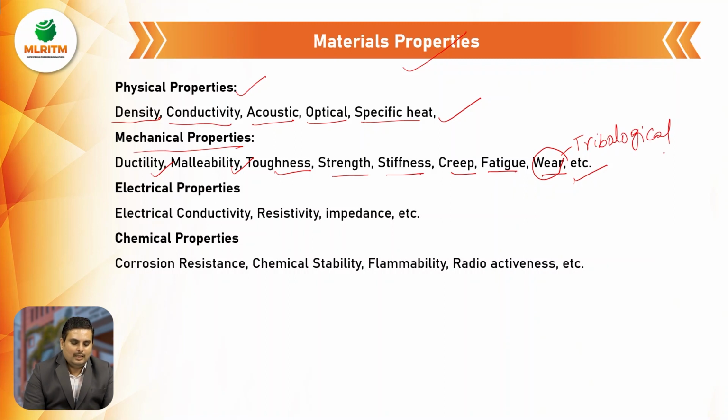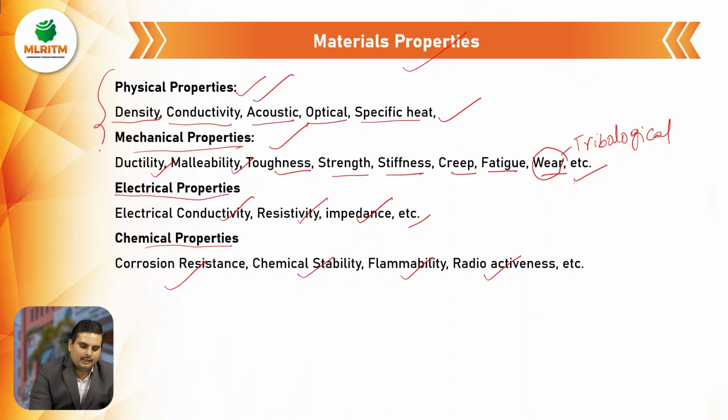The electrical properties are electrical conductivity, resistivity, impedance, etc. Chemical properties are corrosion resistance, chemical stability, flammability, radioactiveness. These are all the chemical properties we have. However, among these, physical and mechanical properties are the main important ones in our course.